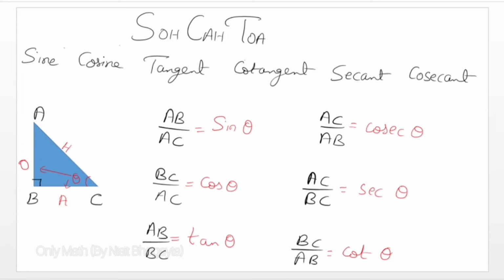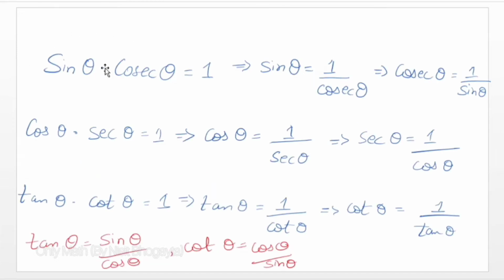You have to remember these six ratios, and from these six ratios you get a relation where sine theta times cosec theta, as they are reciprocals of each other. You learned this in lower grades, that if you multiply the reciprocals with each other, you get one, the identity element of multiplication. So from that you get a relation that sine theta is 1 over cosec theta and cosec theta is 1 over sine theta.